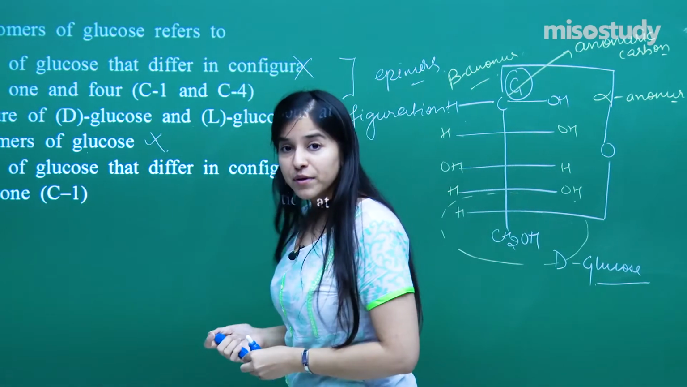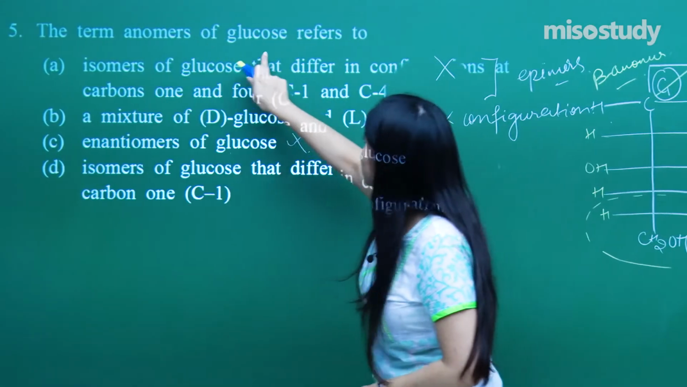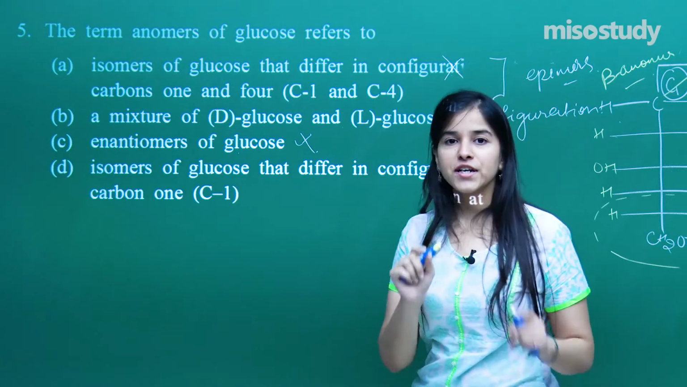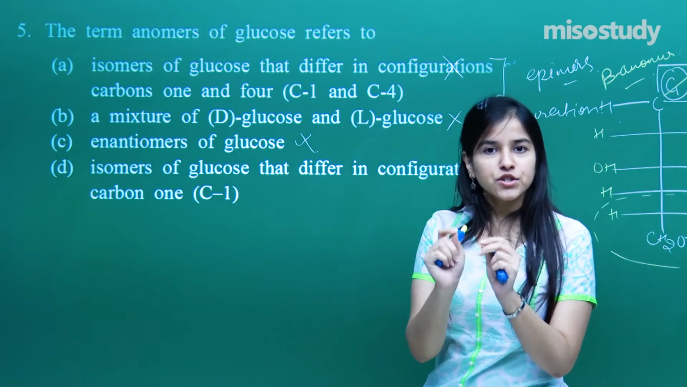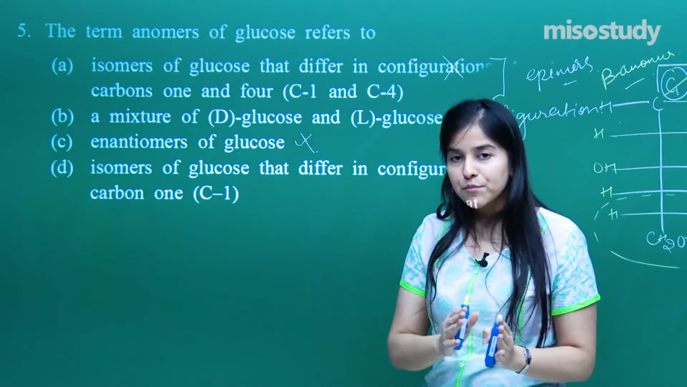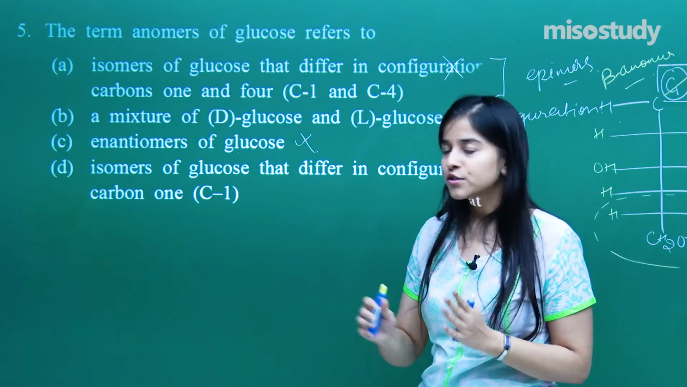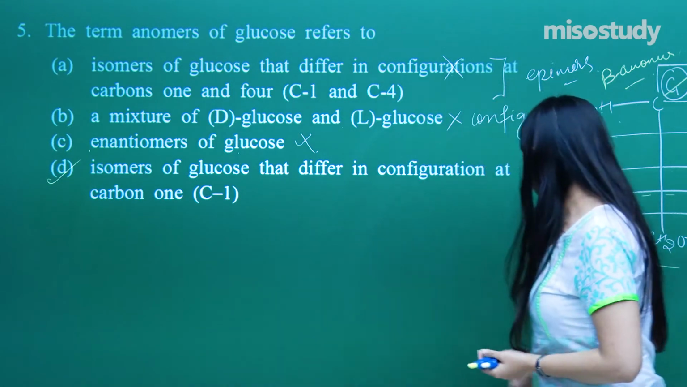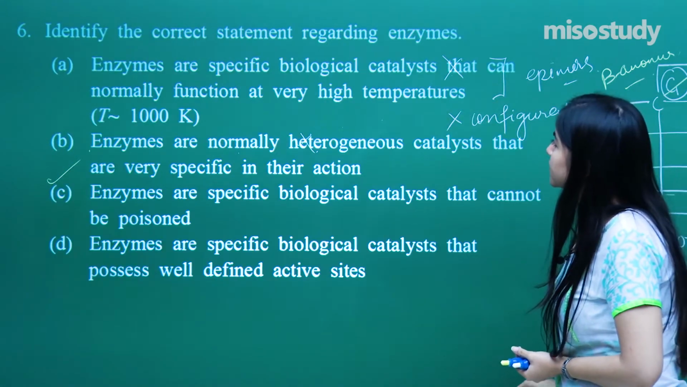So that is related to the anomeric carbons that we have. I hope everybody is getting me. The term anomers of glucose refers to the isomers of glucose that differ in the configuration at carbon number 1. It will always be carbon number 1 for anomeric carbons. For epimers, it could be different. So that is the difference. I hope everybody has got the answer right. Let's just move on to the next question. What do we have?